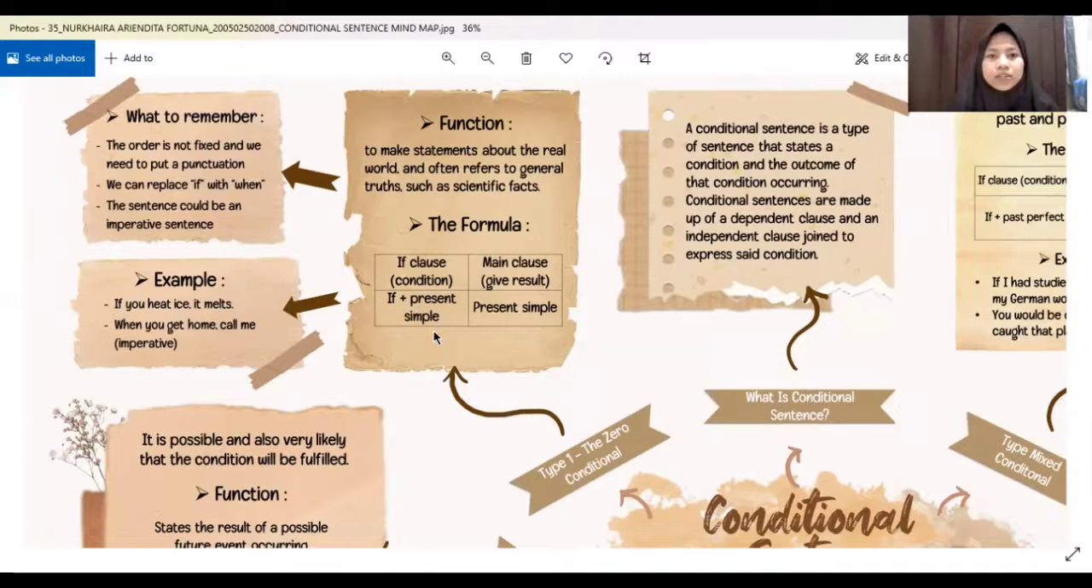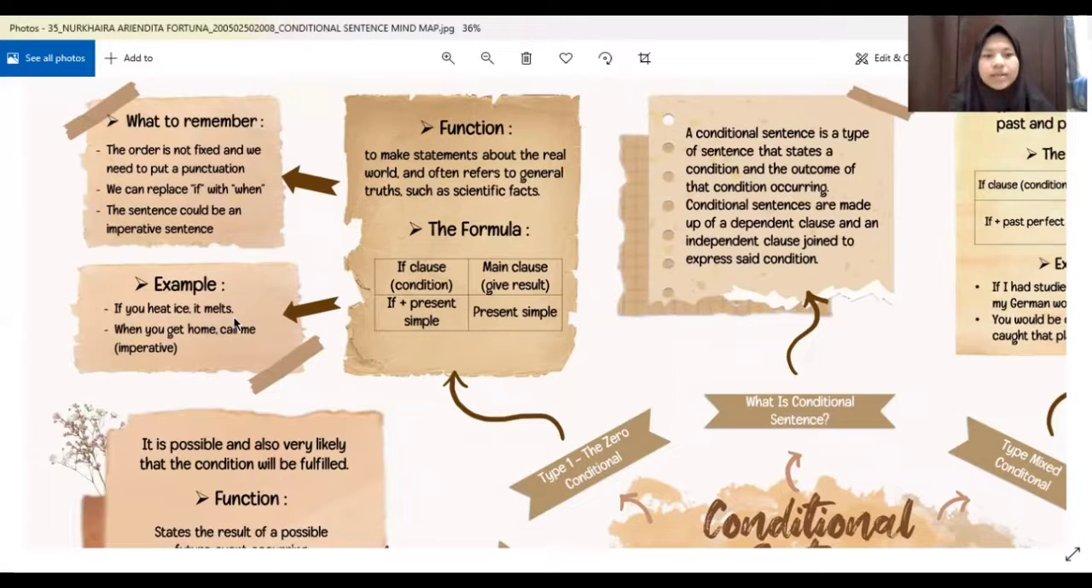The second is that you can replace if with when. Both when and if have identical meanings, so it is okay to use either one of them. And the third one is that the sentence could be an imperative sentence. So in the first type of the conditional sentence, which is the zero conditional, we can use an imperative sentence as the conditional sentence. We can see here the examples of it.